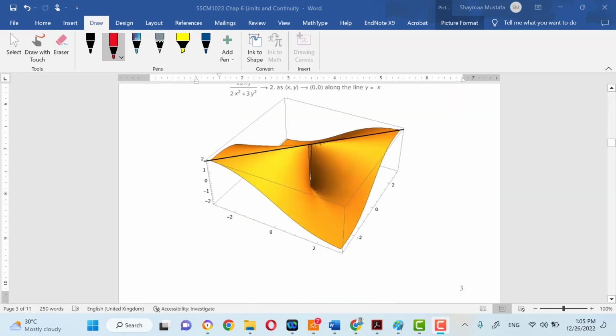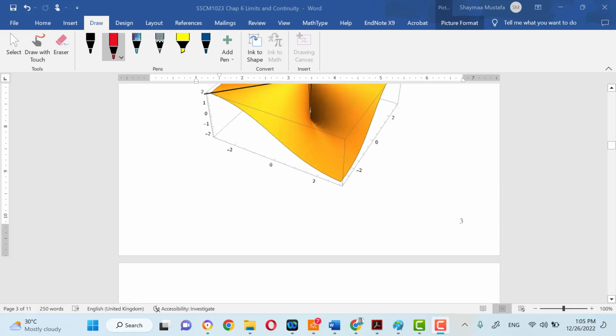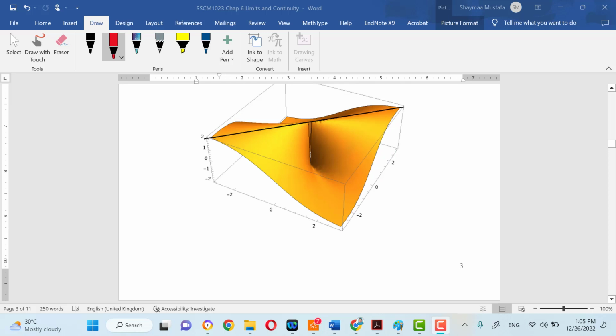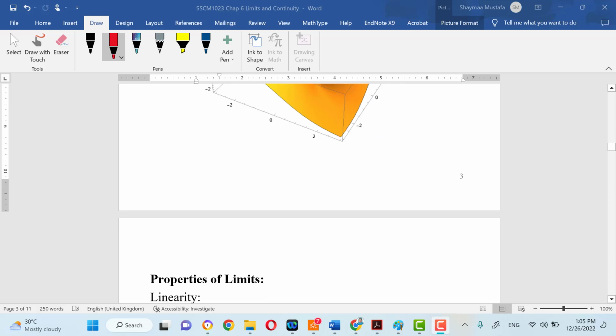So we say that this limit does not exist. Why? Because I come to the same point from different paths, but in all cases the limits are different, so the limit does not exist. For the limit to exist, it should be the same number if I come to the point from any direction.